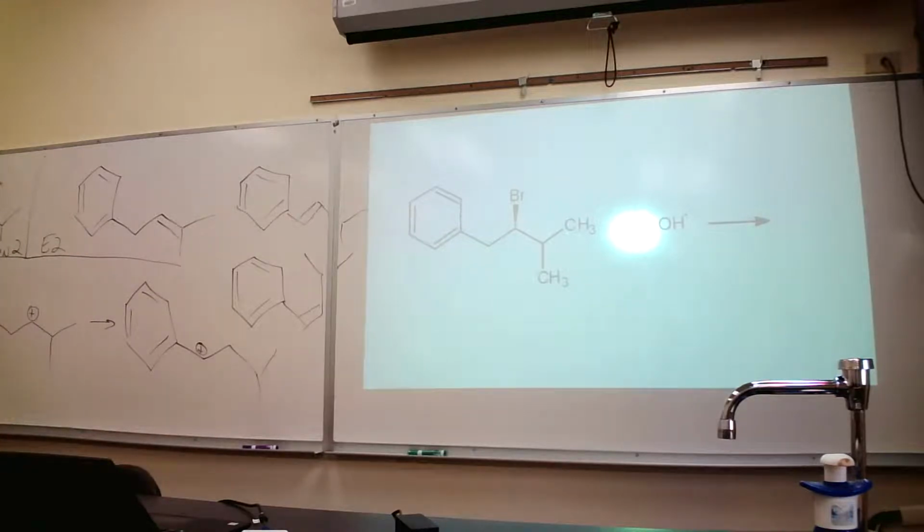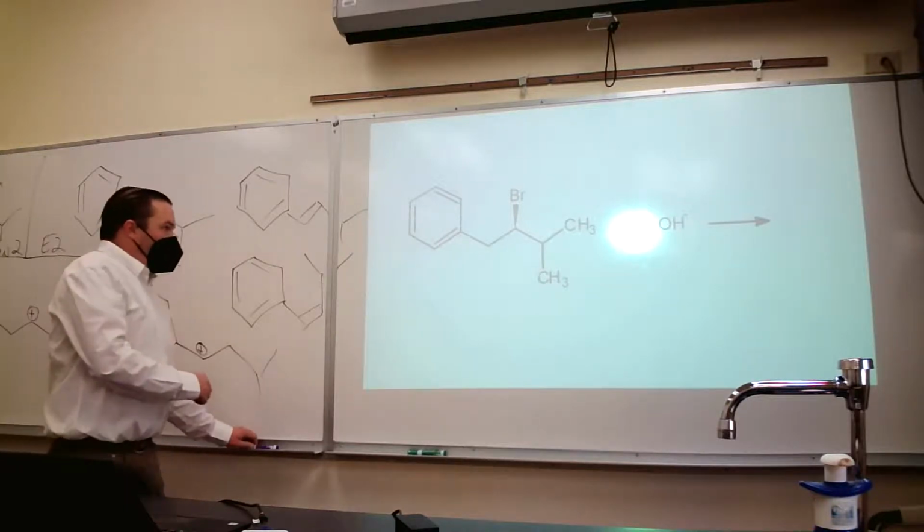So we get this intermediate instead. And now this one can go through substitution and elimination as well. So if it was substitution, we would get the R and the S that puts the oxygen on this carbon. And if it goes through elimination, well, the nice thing about a benzylic carbocation when it comes to elimination is there's only one direction we could draw the pi bond, right?